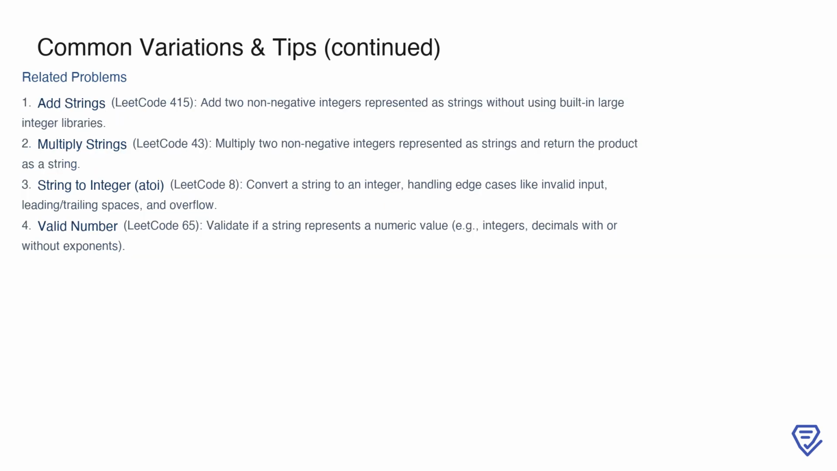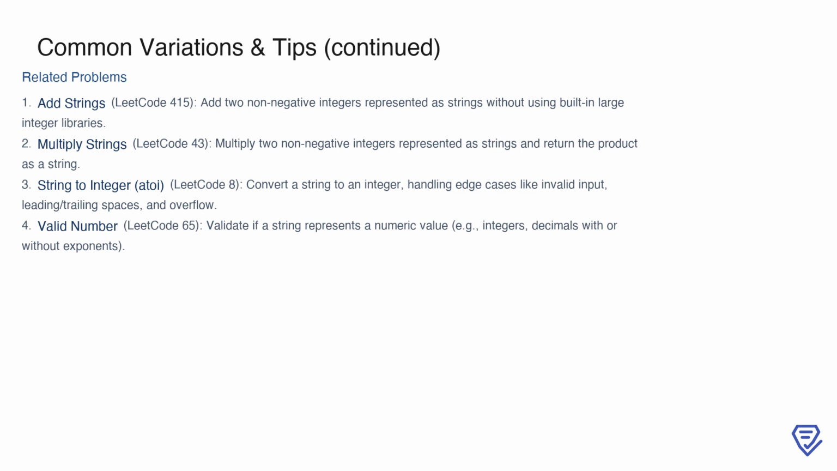There are also several related problems that you might encounter, which build on similar concepts. For instance, in the add strings problem, you're tasked with adding two non-negative integers represented as strings without relying on built-in large integer libraries. Another example is the multiply strings problem, where you'll need to multiply two string-based numbers and return the product as a string.